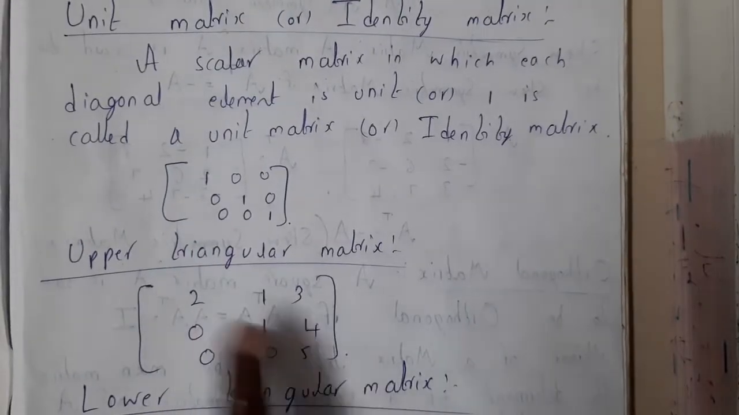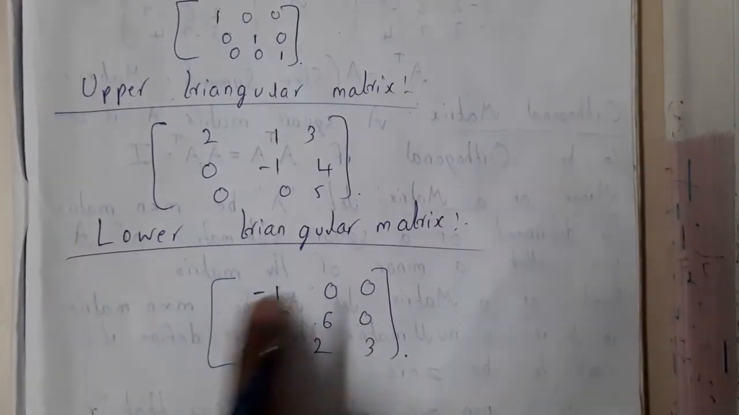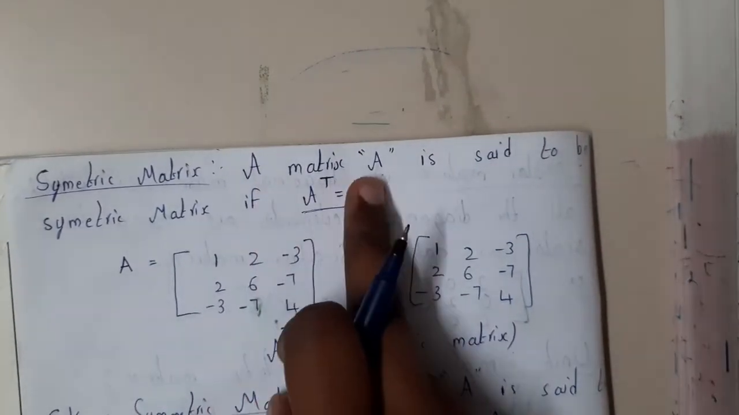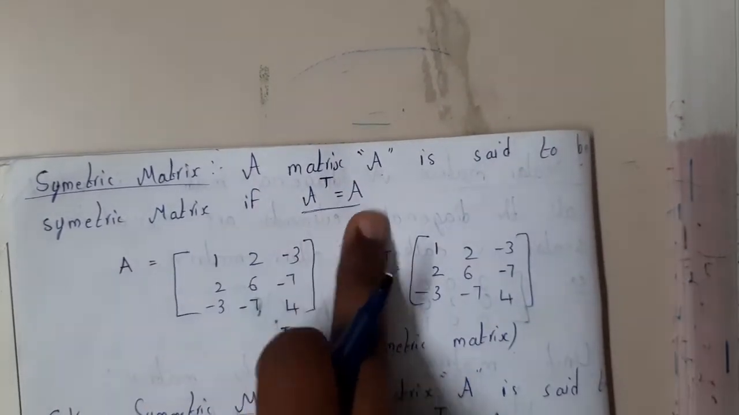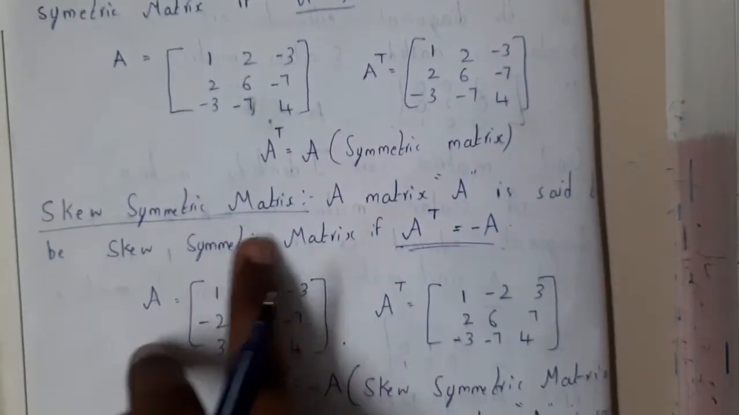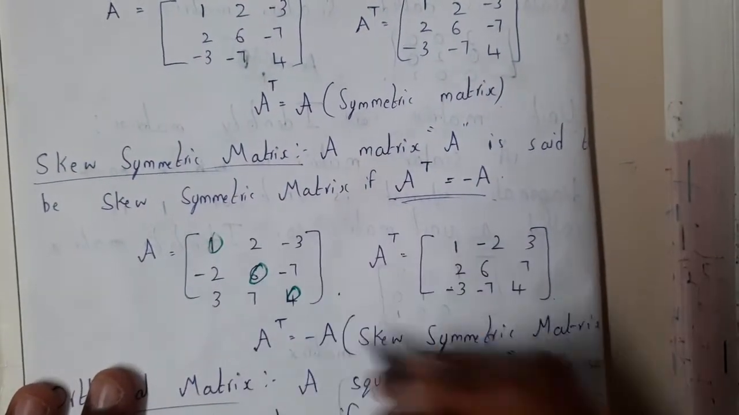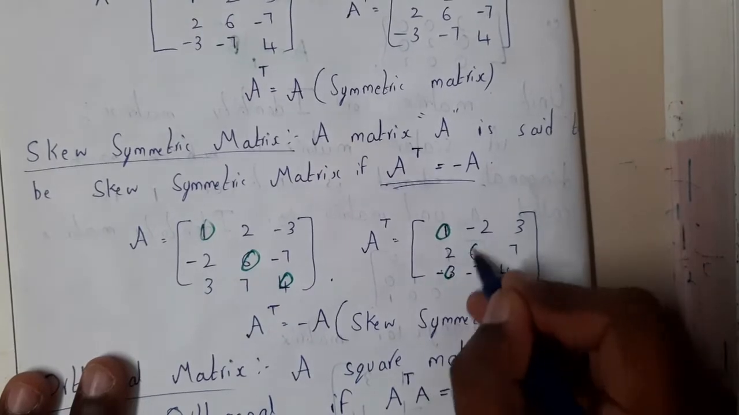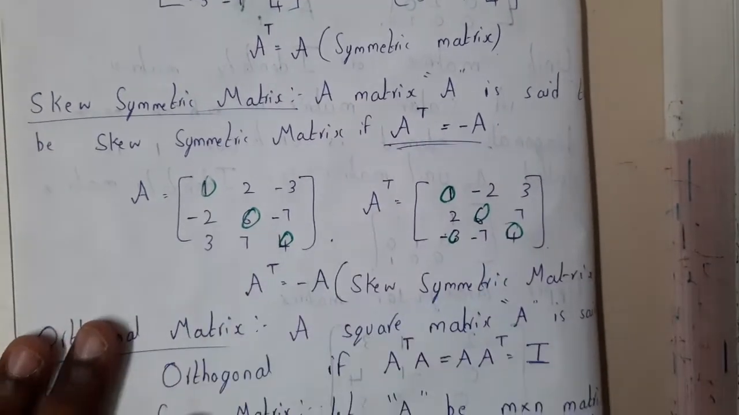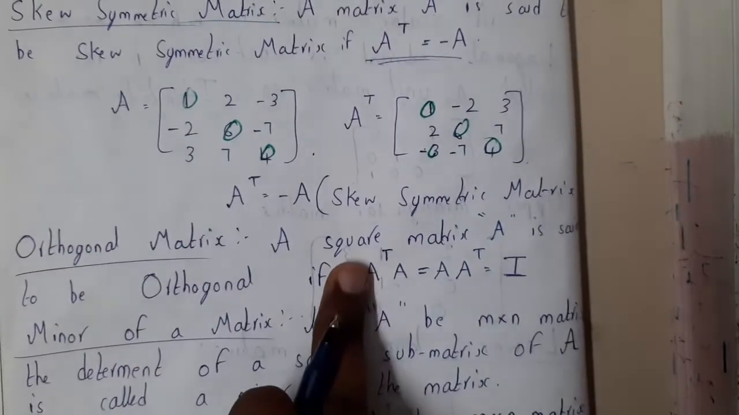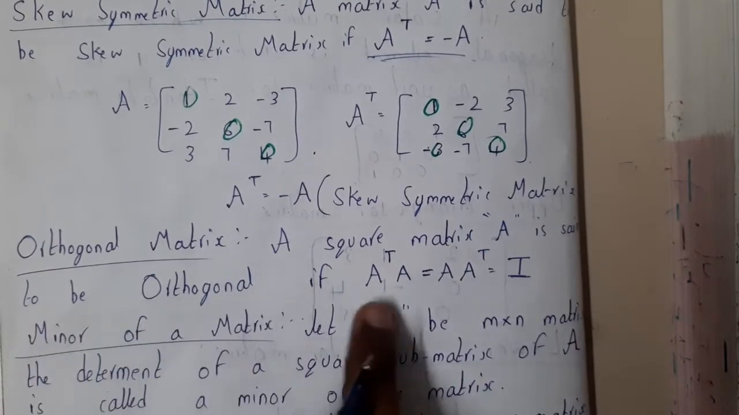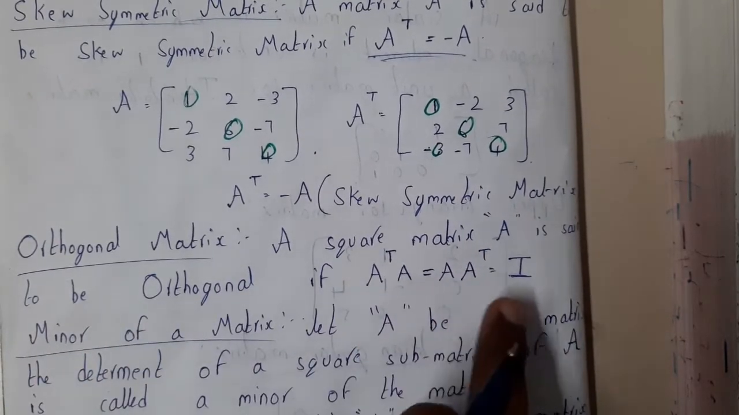Upper triangular means only in the upper triangle you will be having the values, lower triangular means only in the lower triangle you will be having the values. Similarly symmetric matrix, a matrix A is said to be symmetric if A transpose is equal to A, that's what we have exactly learned. Skew symmetric matrix, if it is taking the values, just give me a second, I'll just make them zeros. Similarly orthogonal matrix, a square matrix A is said to be orthogonal if A transpose into A is equal to A into A transpose equal to I.